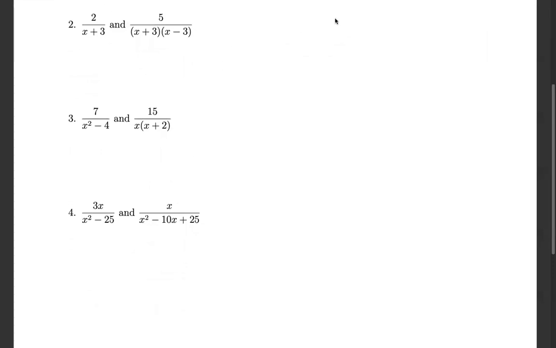Okay, let's see this one. Last one, 4. We only focus on the denominator, okay? We don't pay much attention to the numerator. So let's compare those two. Let's write on the side. x squared minus 25. That's a difference of 2 squares. Right, that's x squared minus 5 squared. That can be factored as x plus 5 times x minus 5.